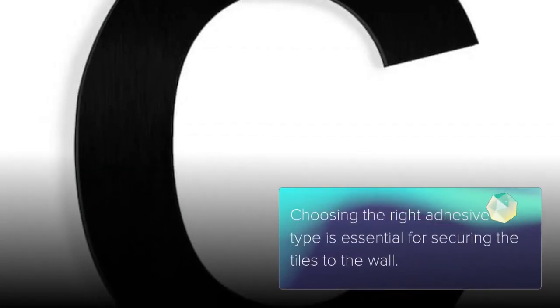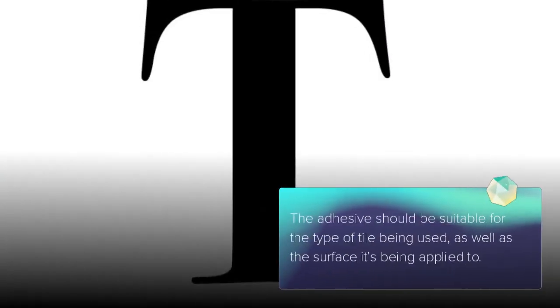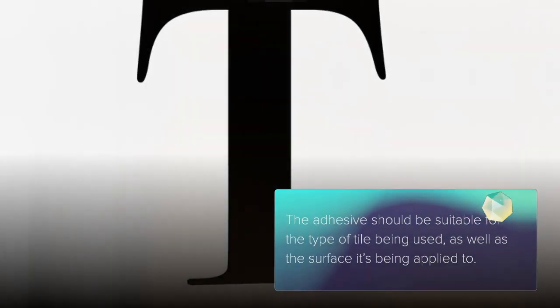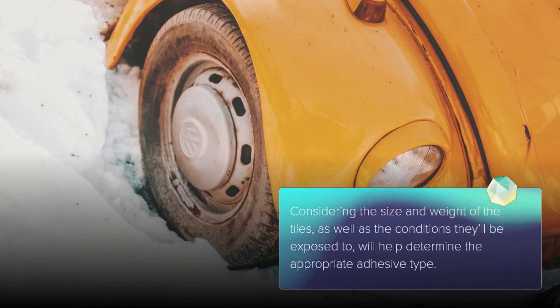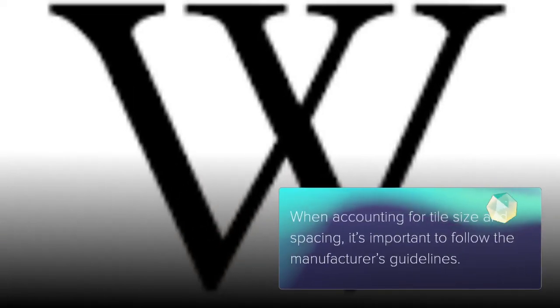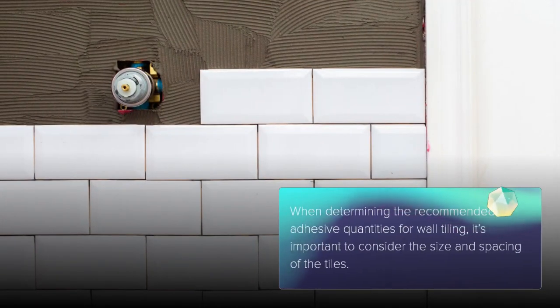Choosing the right adhesive type is essential for securing the tiles to the wall. The adhesive should be suitable for the type of tile being used, as well as the surface it's being applied to. Considering the size and weight of the tiles, as well as the conditions they'll be exposed to, will help determine the appropriate adhesive type. When accounting for tile size and spacing, it's important to follow the manufacturer's guidelines. When determining the recommended adhesive quantities for wall tiling, it's important to consider the size and spacing of the tiles.